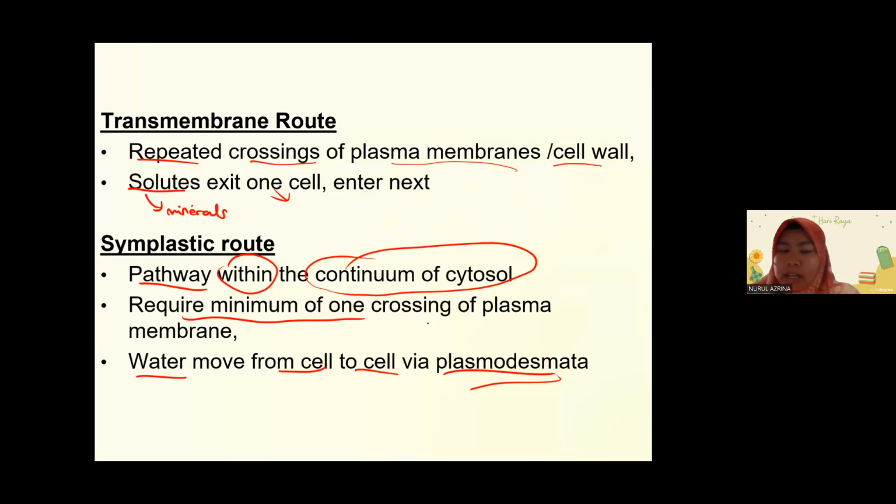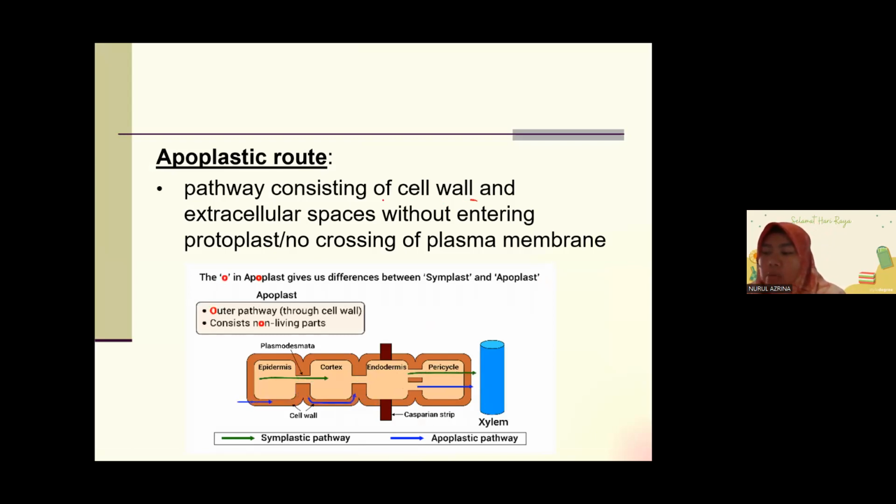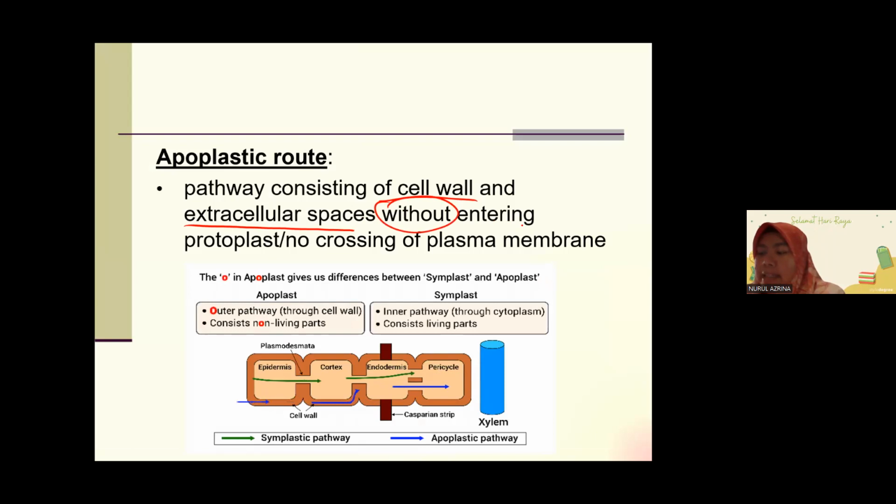What about apoplastic route? Apoplastic route is the pathway consisting of cell wall and extracellular space of the cell wall without entering the protoplast, or no crossing of plasma membrane. Meaning water and solute only move from one cell to another cell, from one tissue to another tissue, along the cell wall and the extracellular space of the cell wall without crossing the plasma membrane.